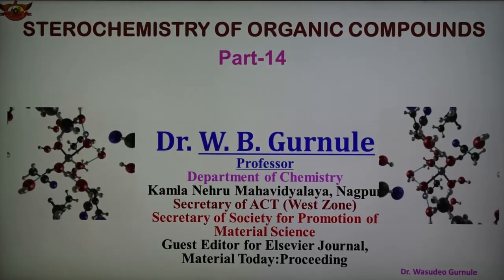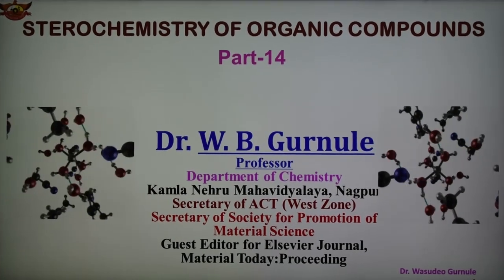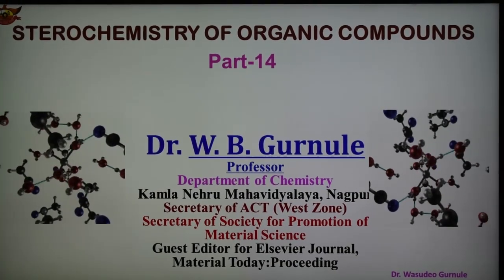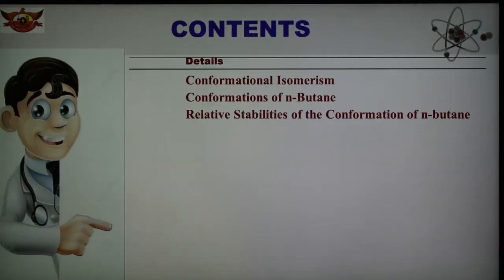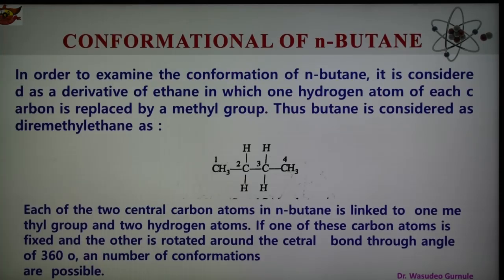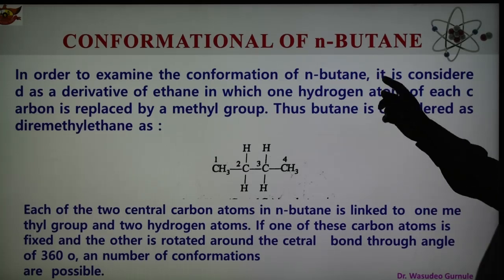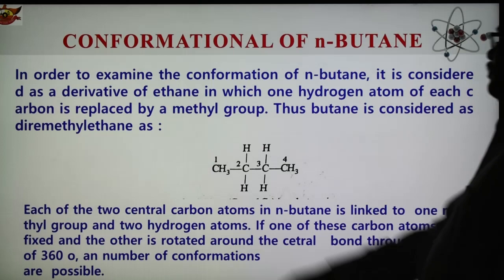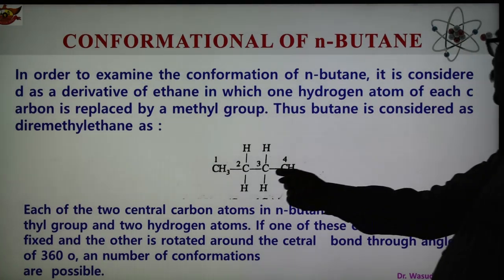Today's topic is the stereochemistry of organic compounds, and today's part is number 14. Here we are going to discuss conformational isomerism, also the conformations of N-butane as an example, and the relative stability of different types of conformations of N-butane. As we already know the different types of conformers, mainly 2 types in the case of ethane, N-butane is also considered a derivative of ethane, and here the structure is shown.